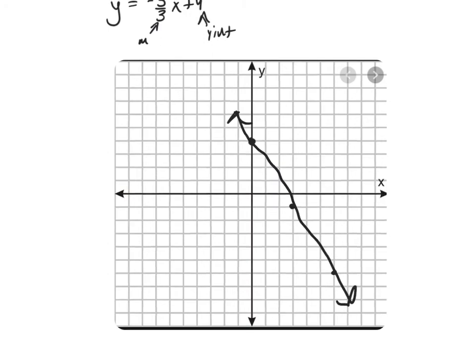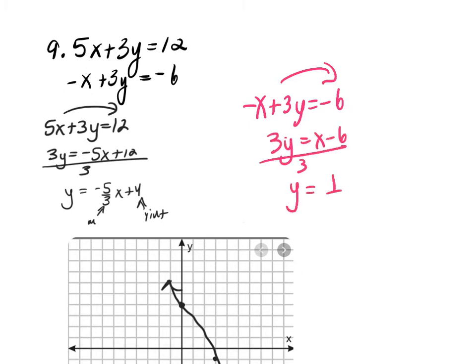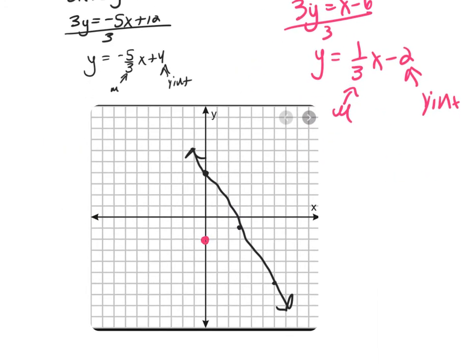And then my second line, negative x plus 3y equals negative 6. Move that negative x over, so we have 3y equals x minus 6. Divide everything by 3. Y equals 1/3 x minus 2. Y-intercept is at negative 2. My slope is 1/3. So at negative 2, I have a point. I'm going to go up 1 and over 3. Up 1, over 3. Up 1, over 3. Connect my dots. And again, where they cross is their solution. So my solution would be positive 3, negative 1.